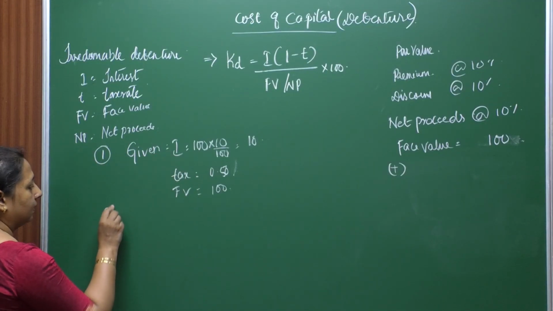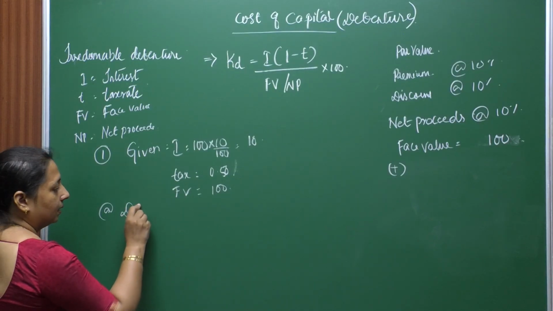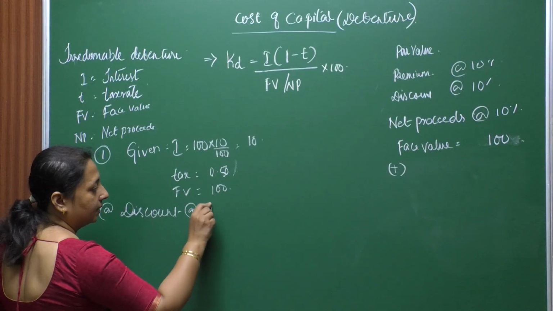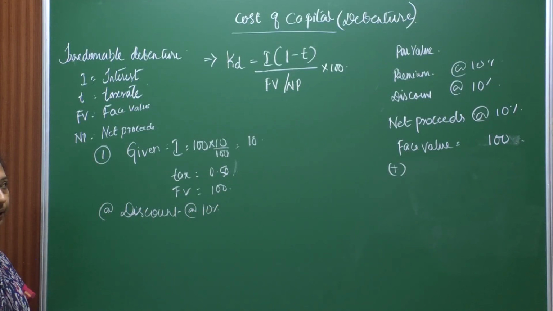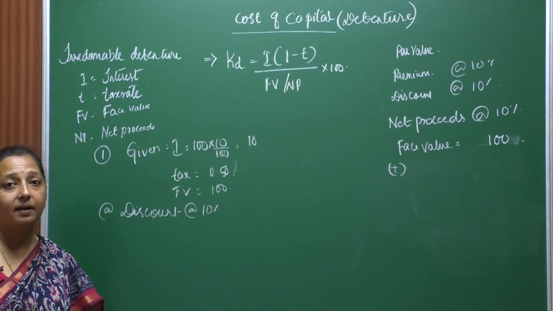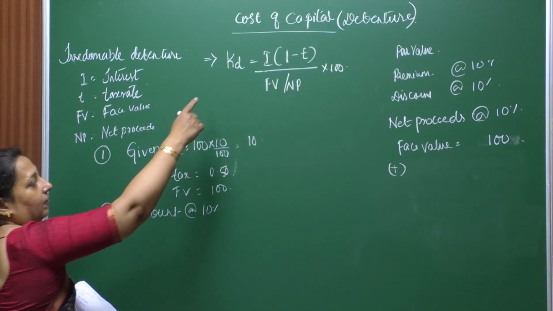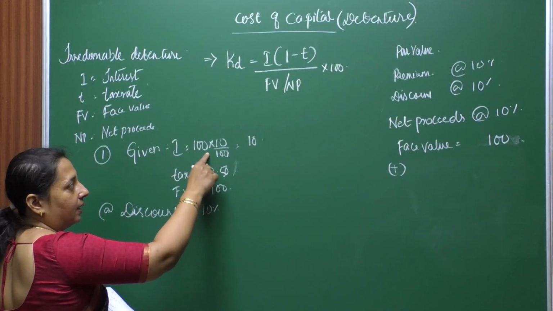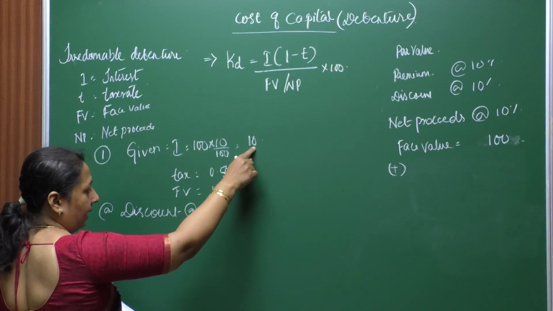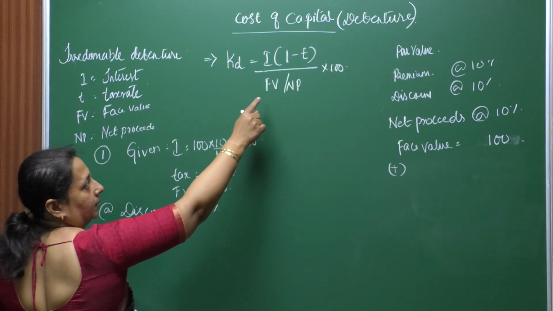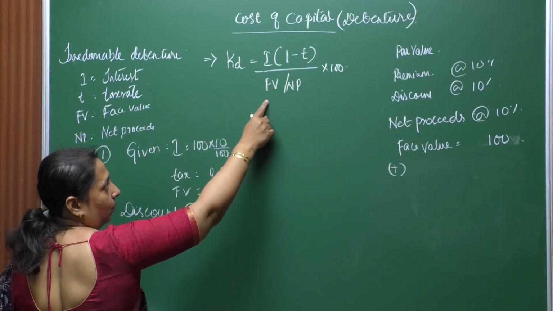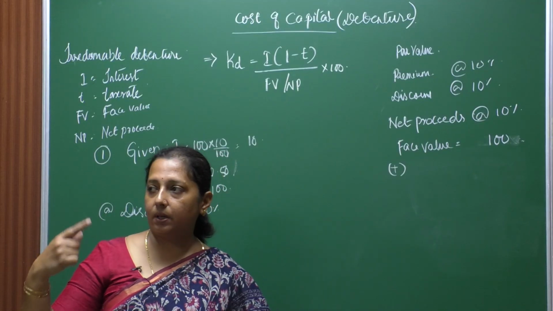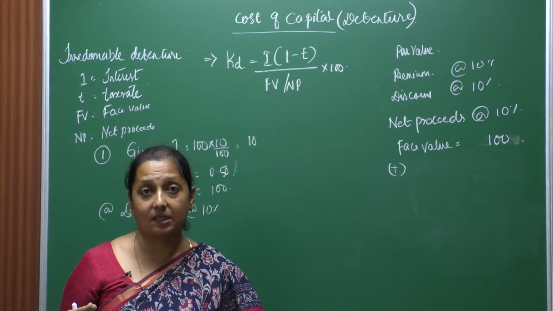So, first we can start with the discount at 10%. Okay, let us calculate first. So cost of debt, we calculate interest is equal to face value 100 into 10%, that gives you 10 rupees. Okay, and again we have a face value, but the debentures are issued at 10% discount.